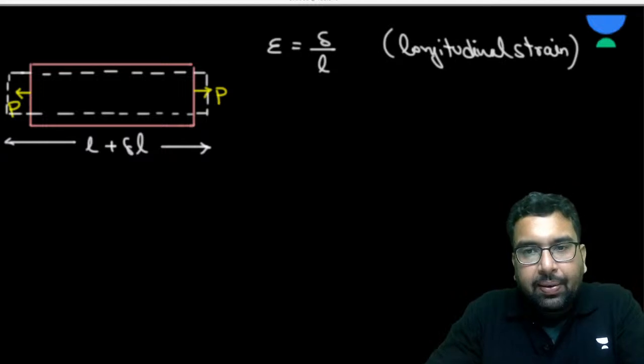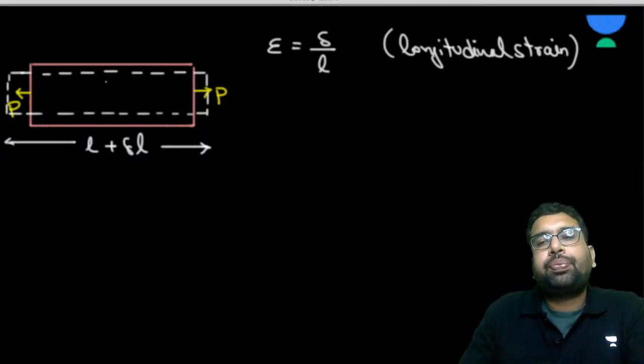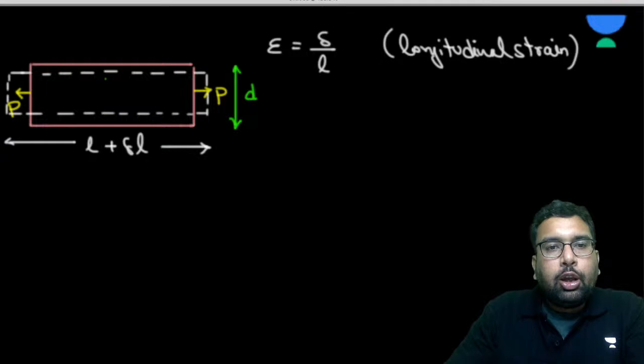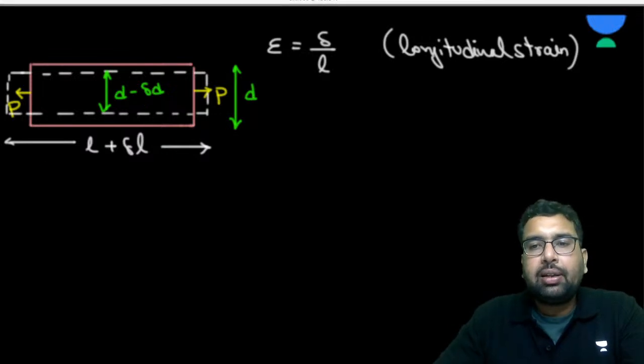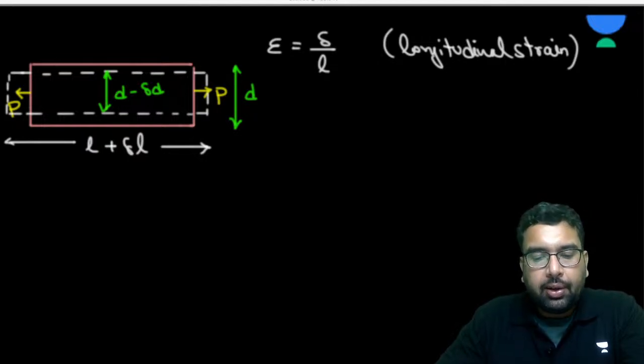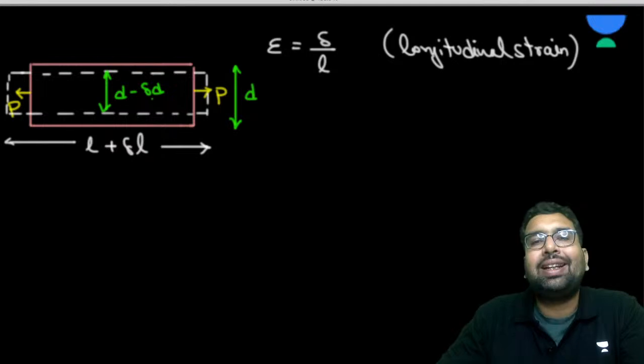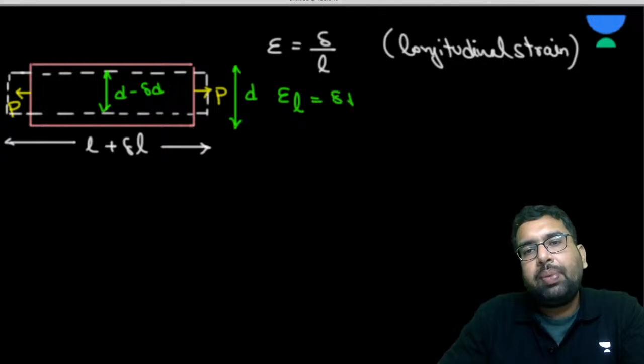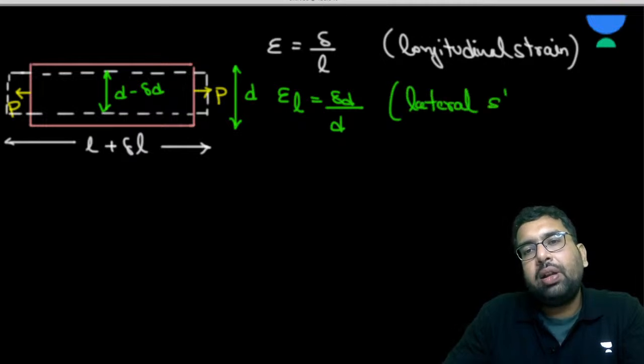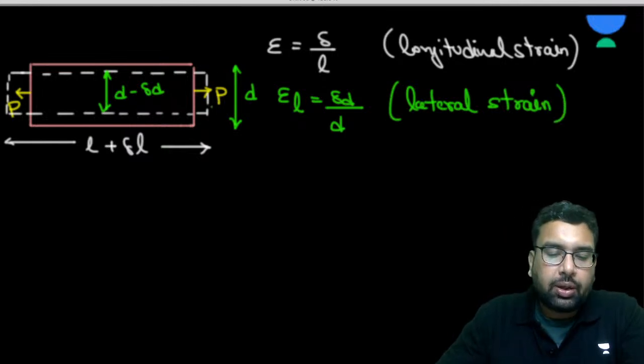Now see what is happening here. If I say this dimension is d, you will see that in this diameter there is some decrease of dimension, so it will become d minus delta d. Do you agree? So when length is increased, its cross-section dimension, that is the diameter, decreases. Here comes a term, the lateral strain, and it will be delta d by d. This is your lateral strain.